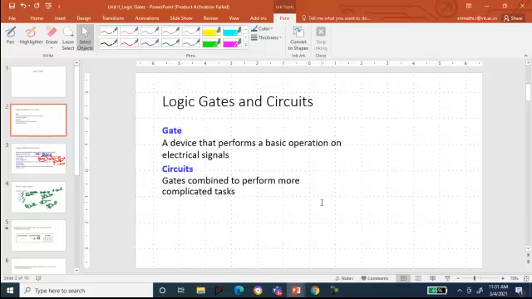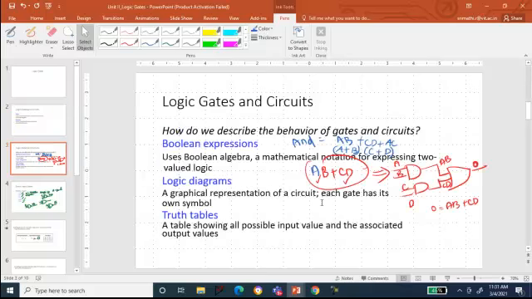So for performing any logical operations, many gates can be combined to perform a particular operation that we desire. Gates can be combined to perform more than one complicated task. And now, how do we describe the behavior of gates and circuits? We can describe the behavior of logic gates and circuits by means of a Boolean expression, a logic diagram, or a truth table. There are three possible ways of expressing the behavior of any circuit or gate.